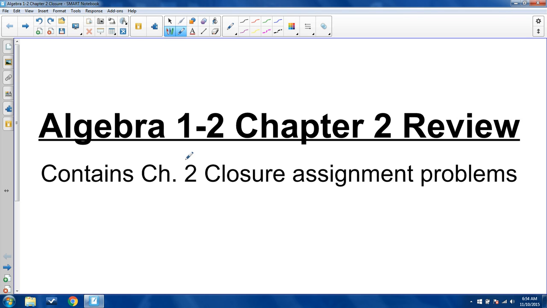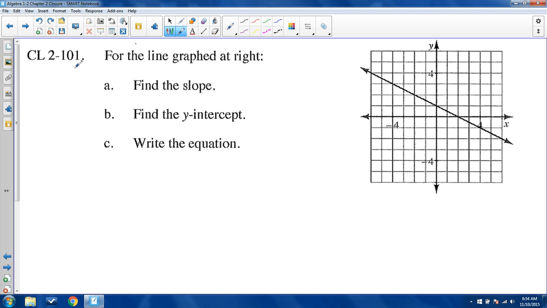Hello and welcome. You are looking at the Algebra 1-2 Chapter 2 review containing the closure assignment problems from Chapter 2. Let's go straight on through. Number 101. Here we go.